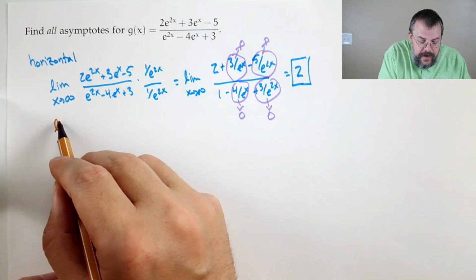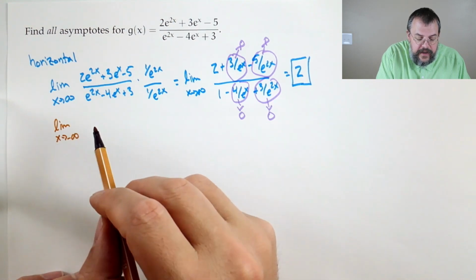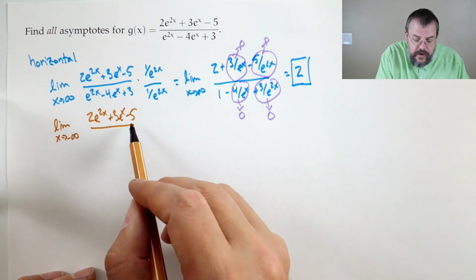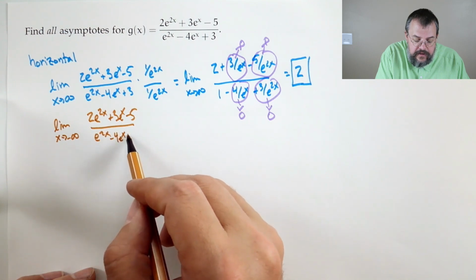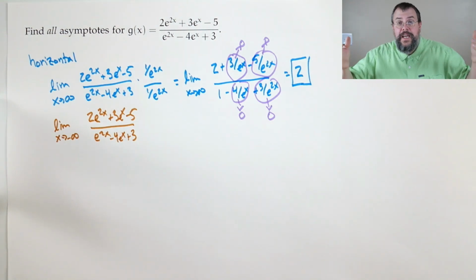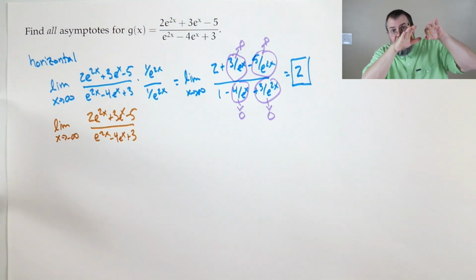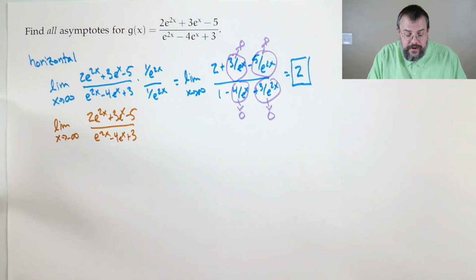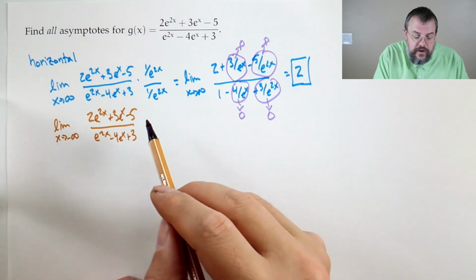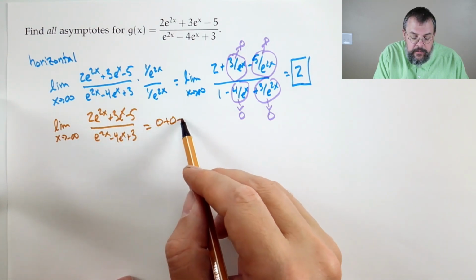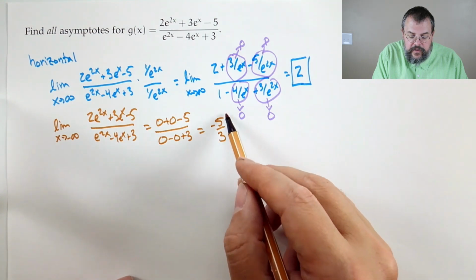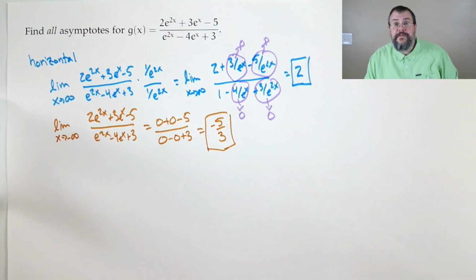Now, we're not done with horizontal. We also need to take the limit as we go towards negative infinity of, well, the same function, 2e^(2x) + 3e^x - 5 over e^(2x) - 4e^x + 3. But now we're in a much better situation, because we're approaching a negative value. e to a negative number is going to get smaller and smaller, so it's going to go towards 0. What doesn't go towards 0 are the constant terms. So we're going to get 0 plus 0 minus 5, downstairs 0 minus 0 plus 3, or negative 5/3. And now we found the horizontal asymptotes.